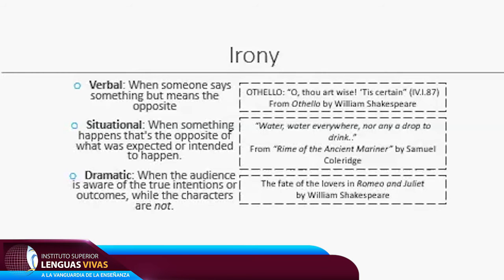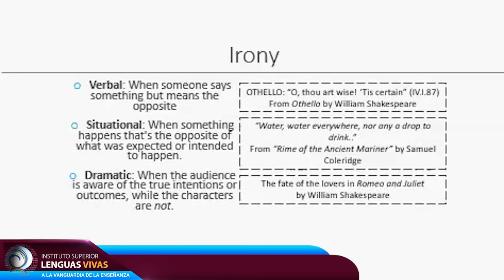Then there's situational irony, which consists of something that happens which is the opposite of what we would have expected in that situation. In the case of the example by Coleridge, the irony comes from the fact that the character, a castaway in the middle of the ocean, is thirsty, and he can see there is so much water but none that he can drink, because it's salty and he would die.